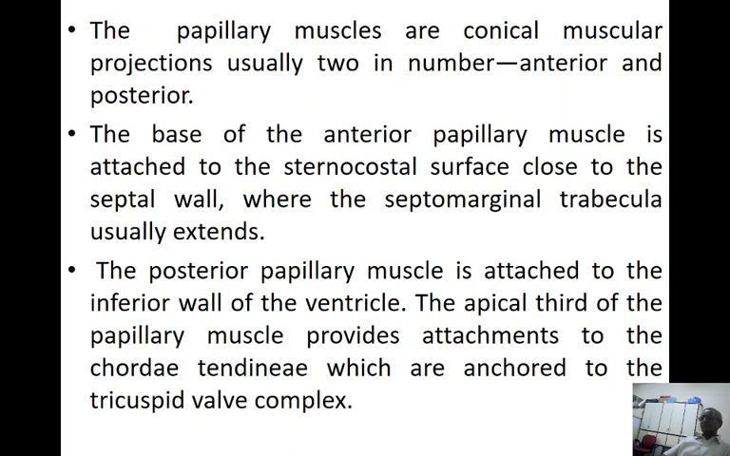The papillary muscles are conical muscular projections, usually two in number, anterior and posterior. The base of the anterior papillary muscle is attached to the sternocostal surface close to the septal wall, where the septomarginal trabecula usually extends. The posterior papillary muscle is attached to the inferior wall of the ventricle.